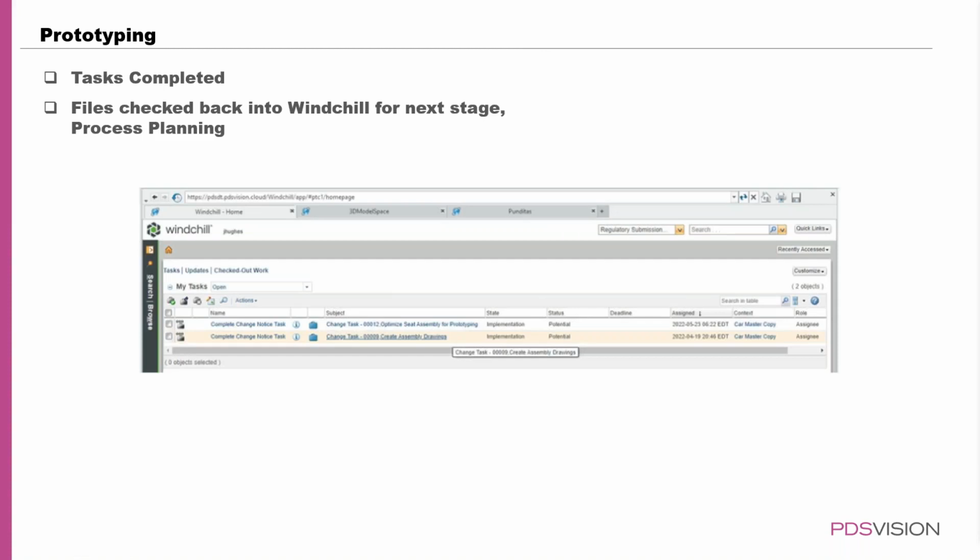So now we've completed all of the change tasks. And at this point, once we're finalized with our work, files can be checked back into Windchill for the next stage, which would be process planning.